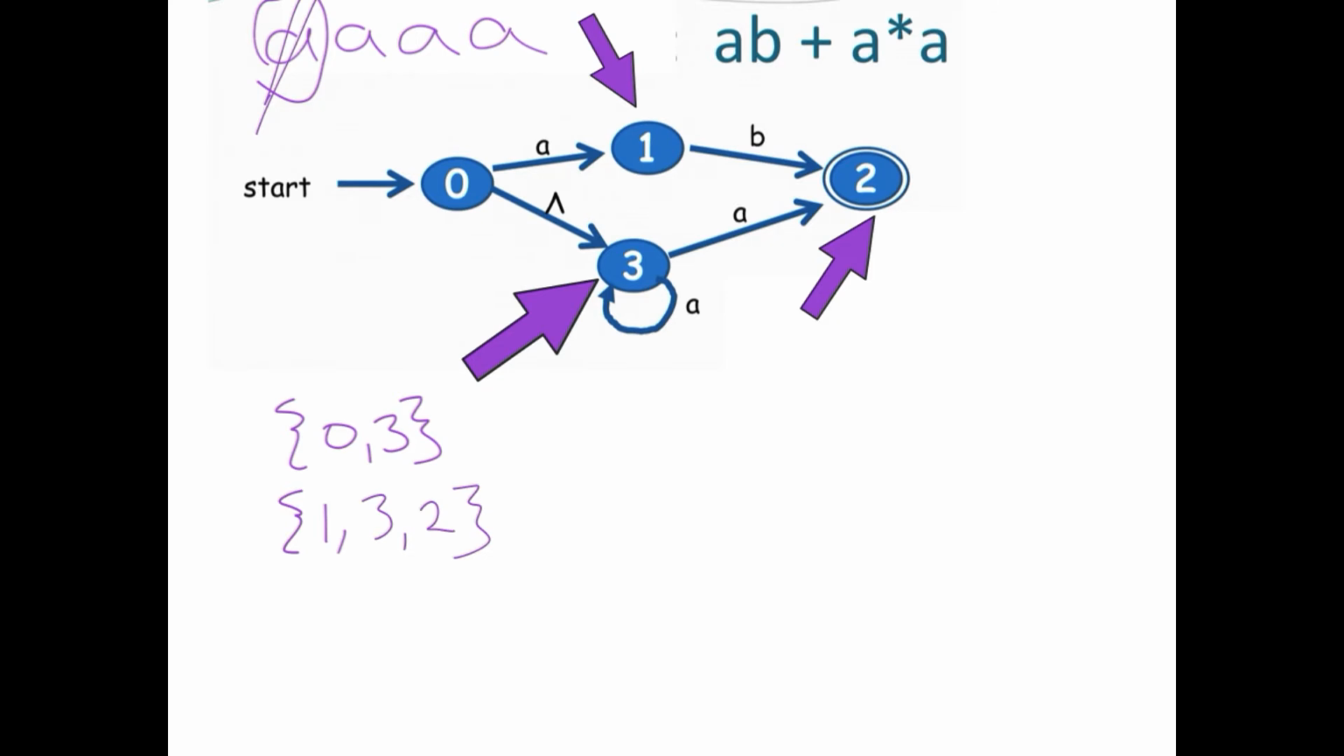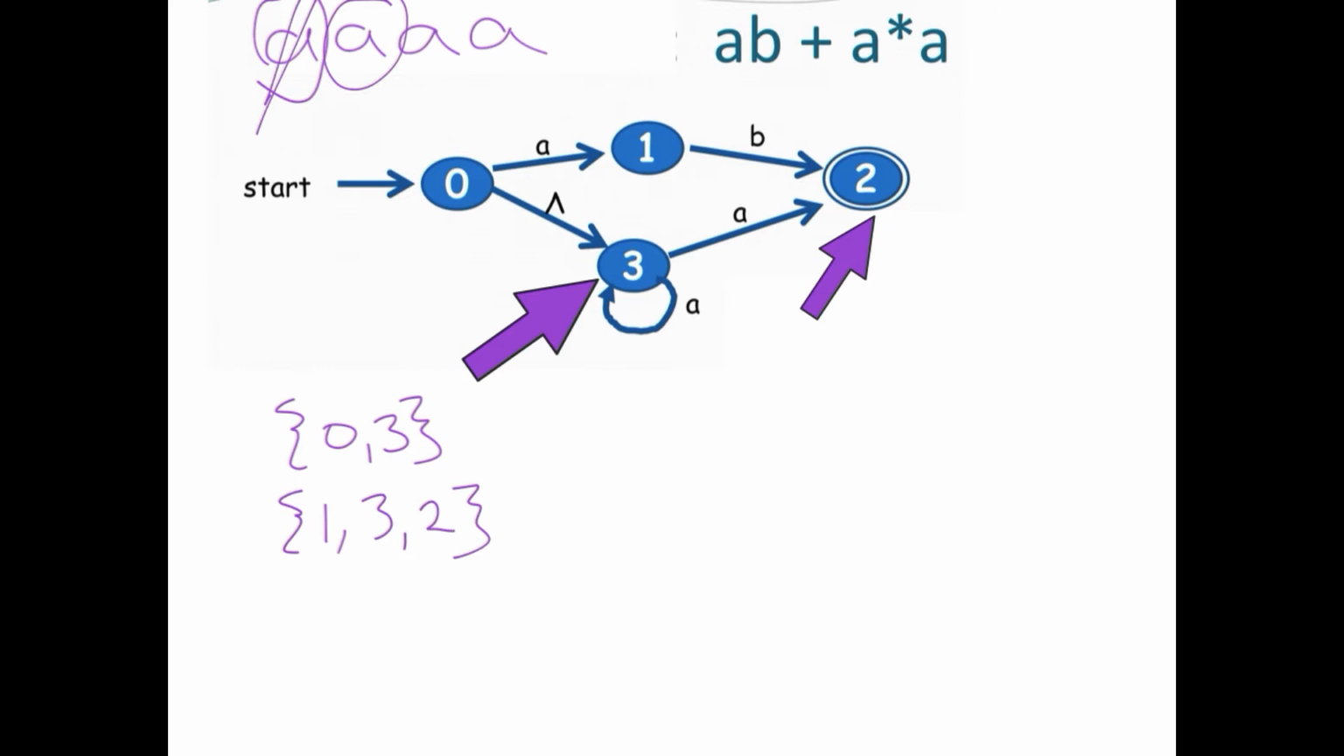Now in between processing we take any possible lambda transitions. There aren't any, so let's go on and process the next A. When I process that next A, I have to go through every single one of these states that I could be at and see what happens. If I'm at state 1 and I see an A, there's nowhere to go. So this arrow goes away. We can't be at state 1 anymore, and we can't move from state 1.